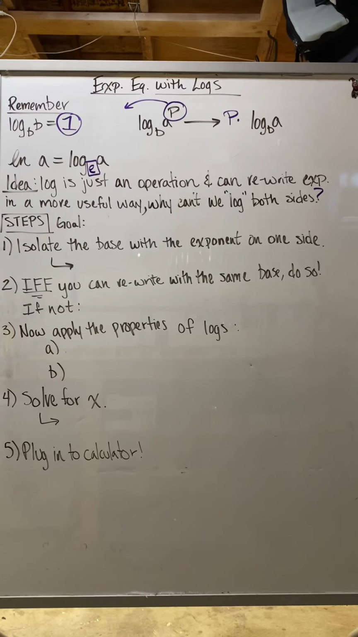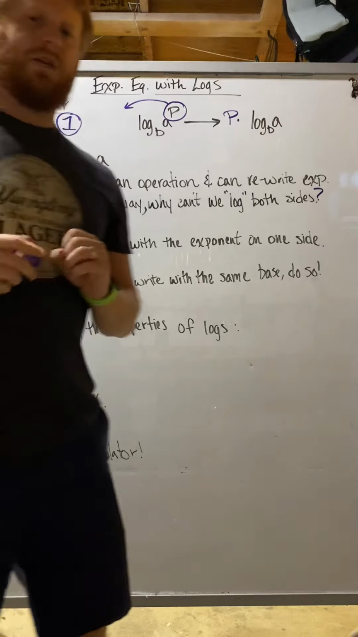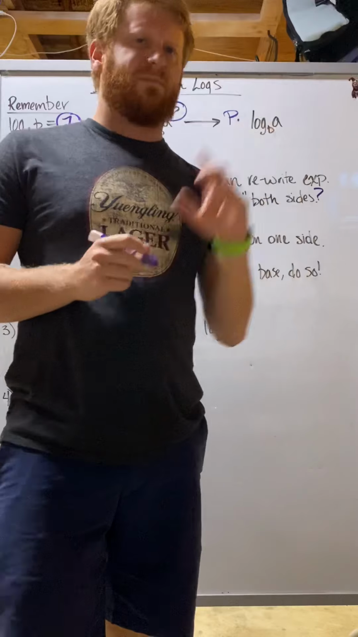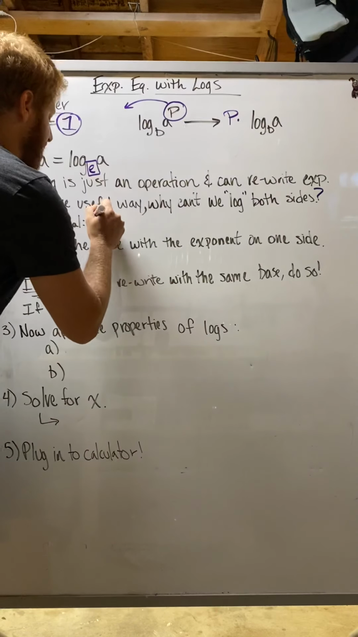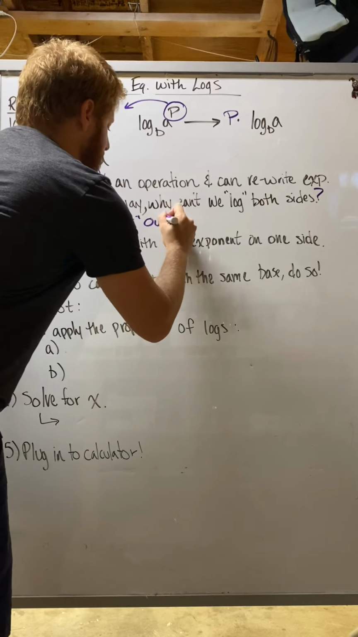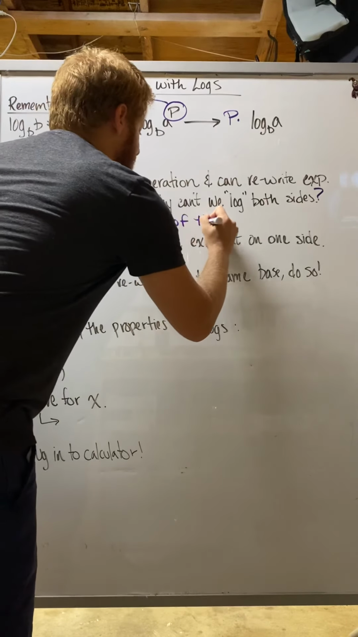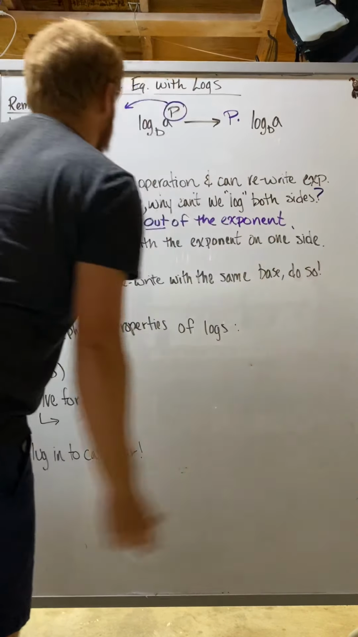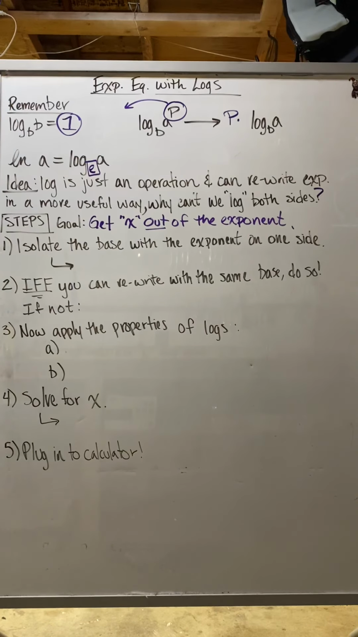So here's our steps, and before I start talking about your steps, I want to talk about what the goal of those steps is. The real big goal here is we're going to have exponential equations that have x's up in the exponents. And our real goal is to get x, or whatever your variable is, out of the exponent. Okay? That's our goal for today. And these steps are going to help facilitate that for us specifically.